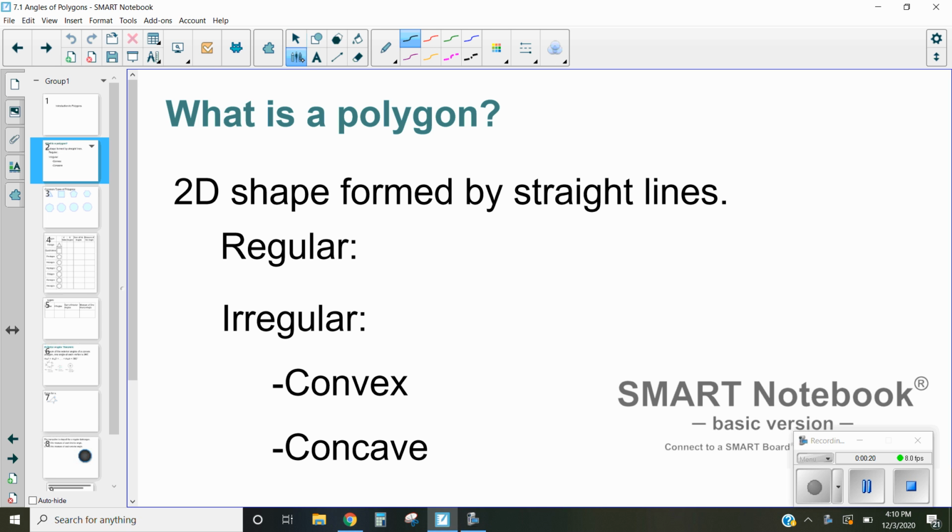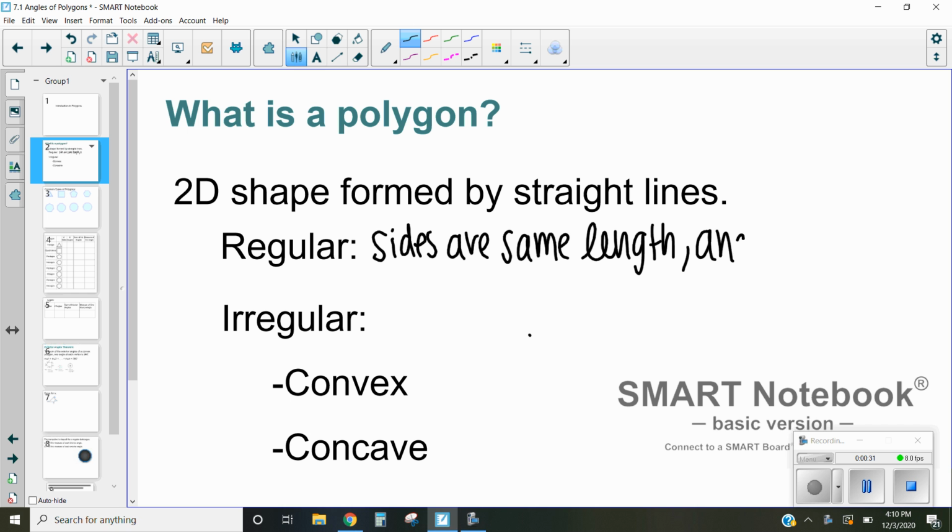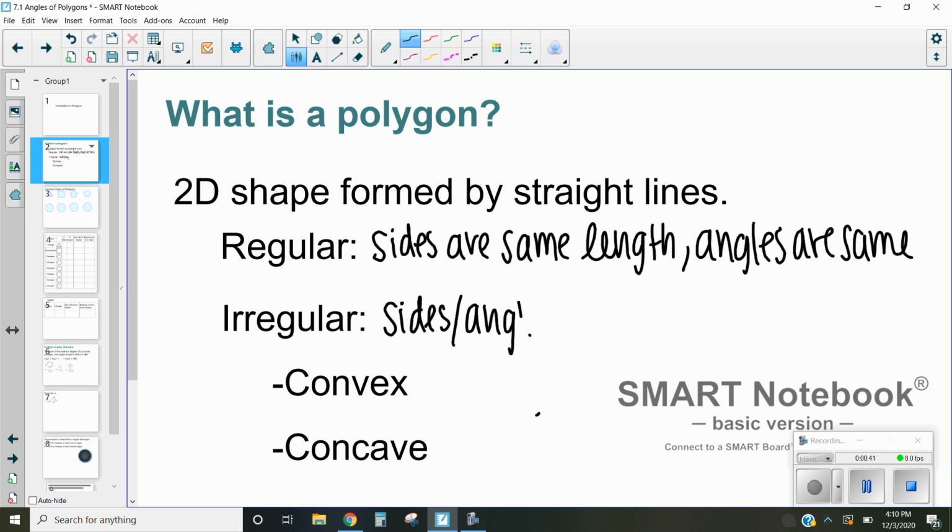We see regular polygons, which means that all the sides are the same length, and the angles are the same, which is kind of implied if the sides are all the same. And then an irregular polygon is where the sides or angles are not all the same.